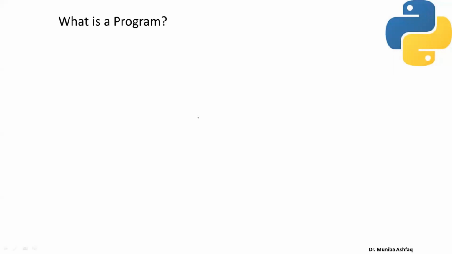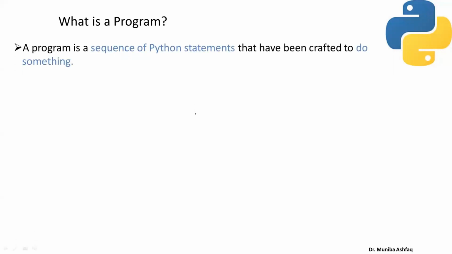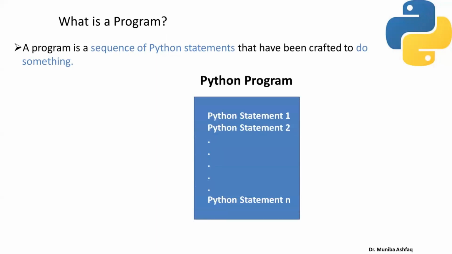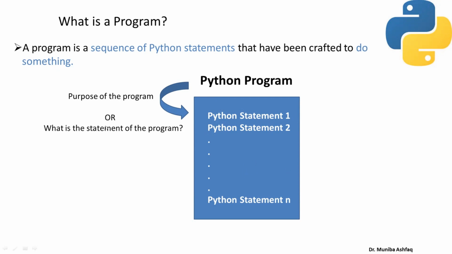What is a program? A program is a sequence of Python statements that have been crafted to do something. So simply, we have a Python program in which we have to write the Python statements, and the sequence of Python statements is important. We have to write the statements in such a way that we can get our desired result. For that, we must know the purpose of the program, and how we have to take these steps so that we can get our desired result. Or we should know what the problem statement of the program is.